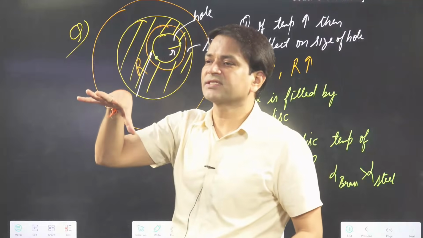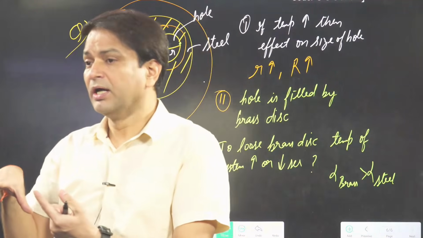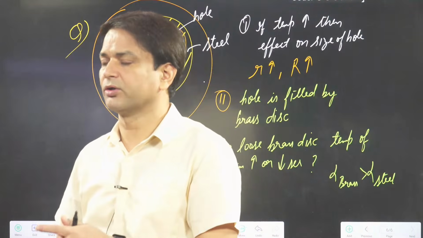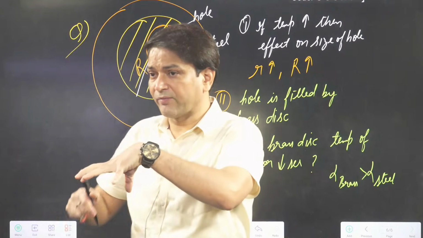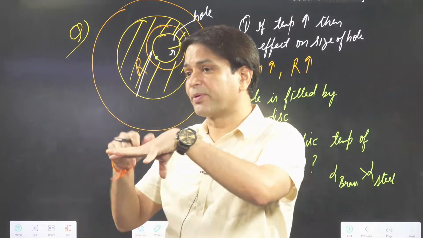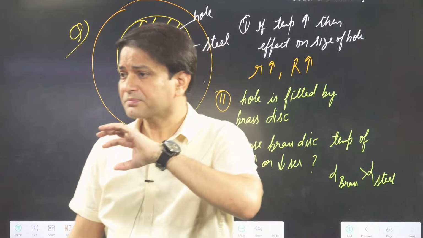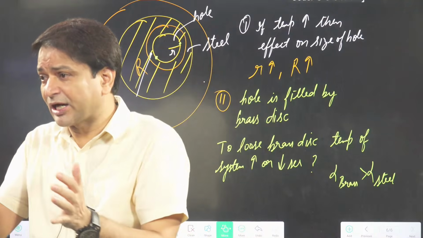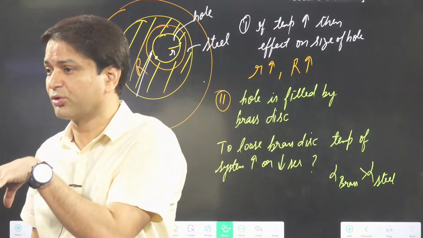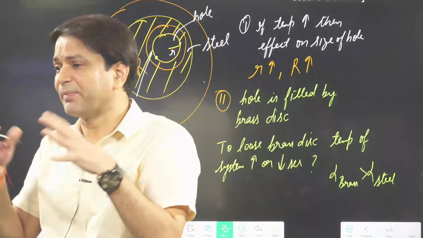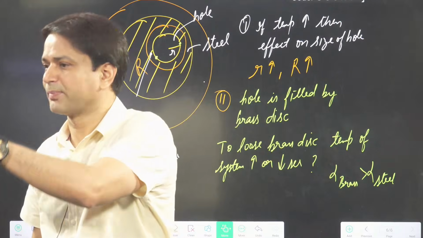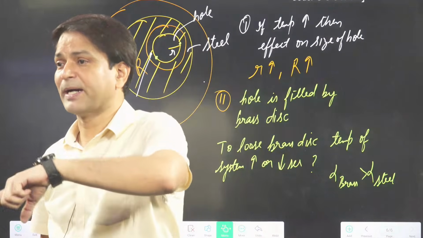Why? The brass disc is fitted. Alpha brass is more, and the material whose alpha is more will expand more on heating and contract more on cooling. If I heat, then who will expand more? The brass disc will expand more because alpha brass is more than alpha steel. The hole size will increase according to the steel alpha, because the hole is in the steel plate, and the brass disc will expand according to the brass alpha. Brass will expand more.